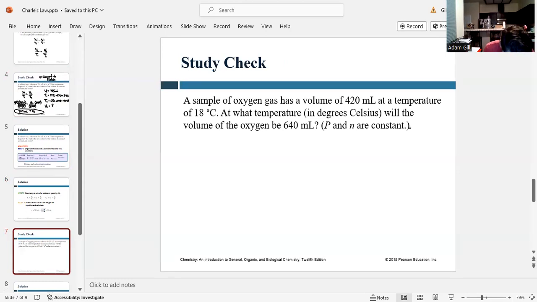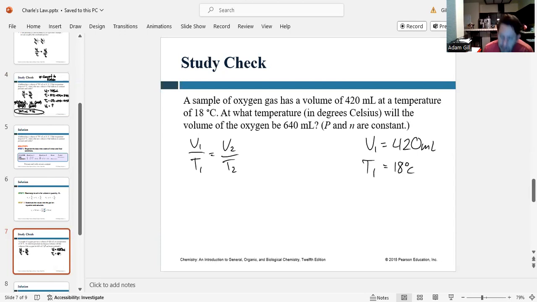Well, once again, V1 over T1 equals V2 over T2. Now, they're asking us at what temperature will the volume of the oxygen be 640? So what's given? We're given an initial volume of 420 milliliters, an initial temperature of 18 degrees Celsius. Let's convert that to Kelvin. So plus 273 is going to be 291. The final volume is 640 milliliters, and the final temperature is what we are looking for.